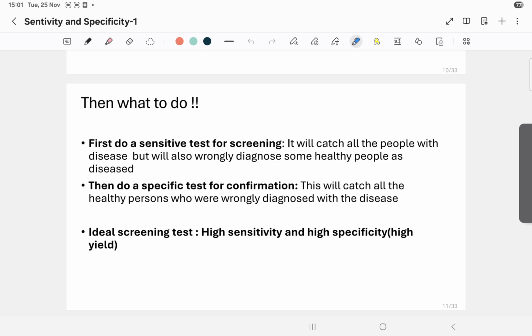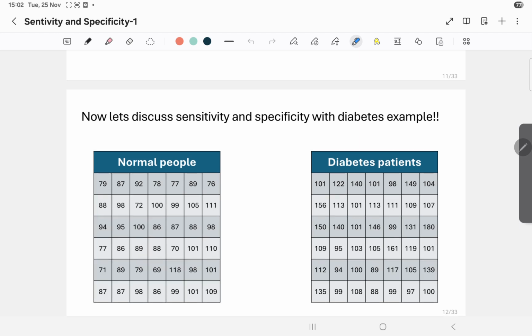So some people mark it as high sensitivity, that is what we have discussed here, but they are asking for an ideal screening test. Ideal means it will have high sensitivity and high specificity, but in the real world there is always a trade-off between sensitivity and specificity. So if we have to choose, we will choose a highly sensitive test. But if the question comes about the characteristic of an ideal screening test, you will mark high sensitivity and high specificity. Okay, so let's discuss sensitivity and specificity with one diabetes example, how it works in the real world.